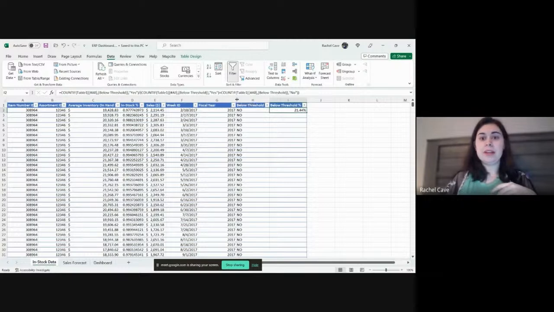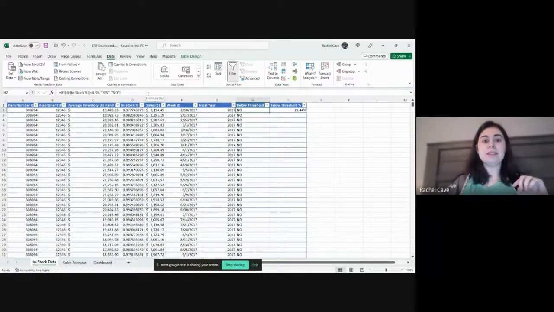And that's where the original data set ends. I went in and just did a calculated field using an if-then formula to basically have Excel say, okay, if the in-stock percentage is below 95%, put yes. If not, put no.